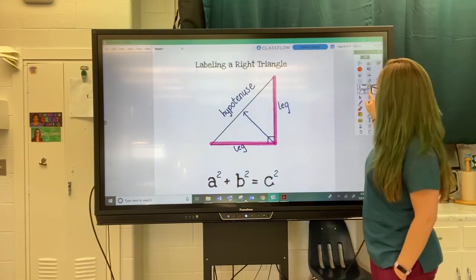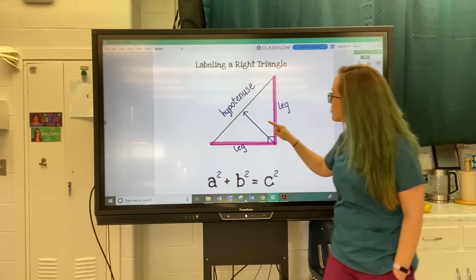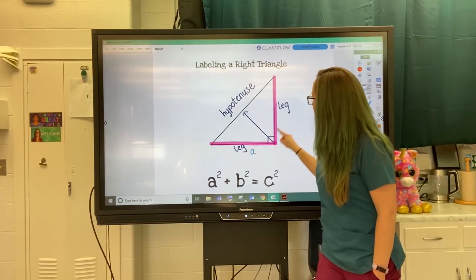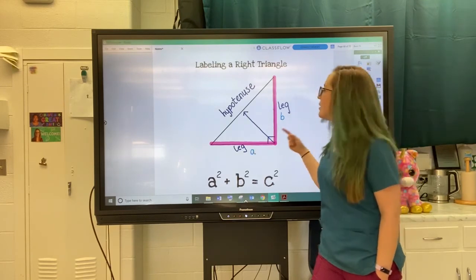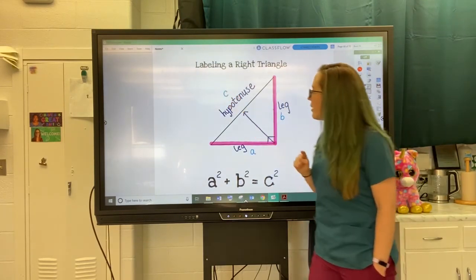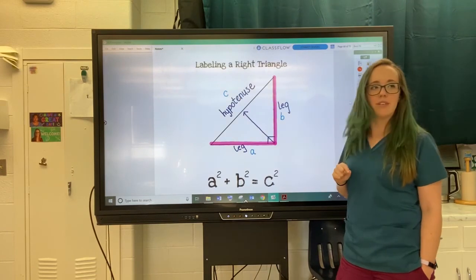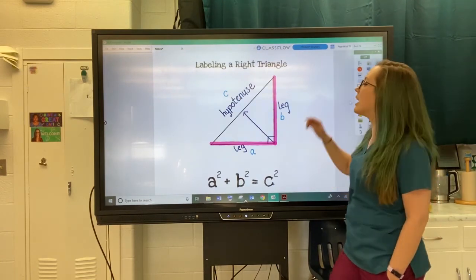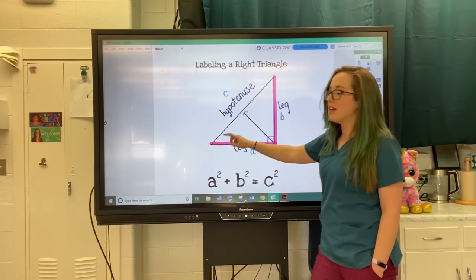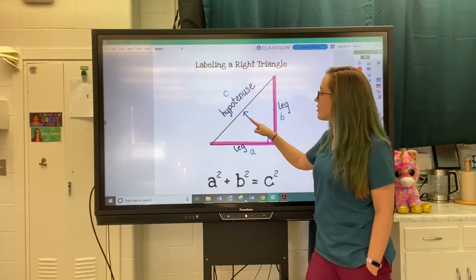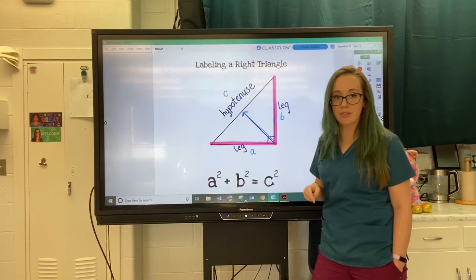So let's add that to these notes. A and B are the legs, and it doesn't matter which one is which. And then C is the hypotenuse. That one does matter. C has to be the longest side, and it has to be across from the right angle.